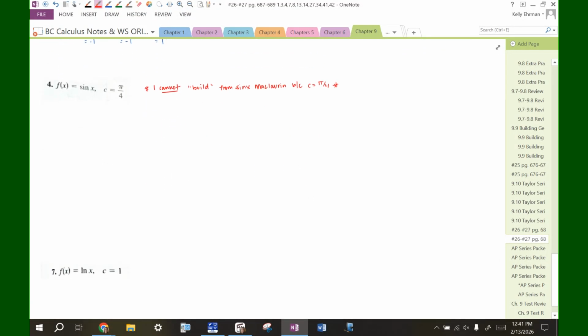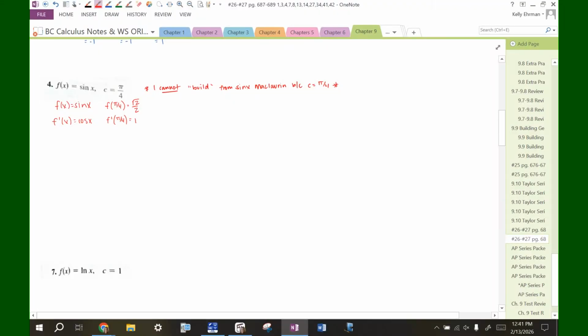Number 4. So we want sine x, but again, we're centered at pi over 4. So this ought to be really similar, right? I think it's really just going to come down to we just need to figure out the pattern for the pluses and minuses, right? So let's see. So if f of x is sine x, we're starting off positive again. Okay, so f of pi over 4 is radical 2 over 2. And then f prime of x will be cosine x, so that's going to be positive again.